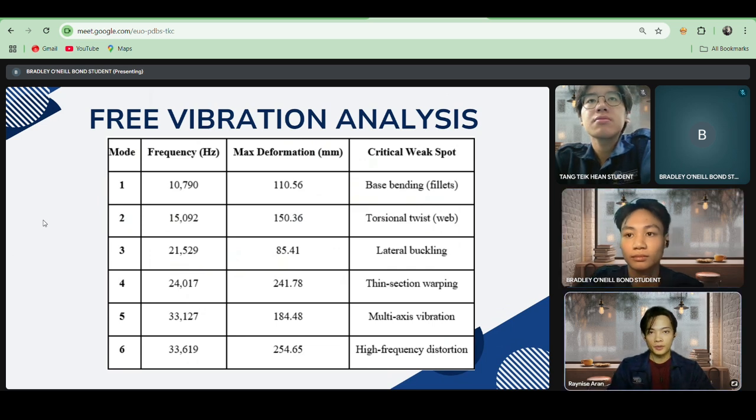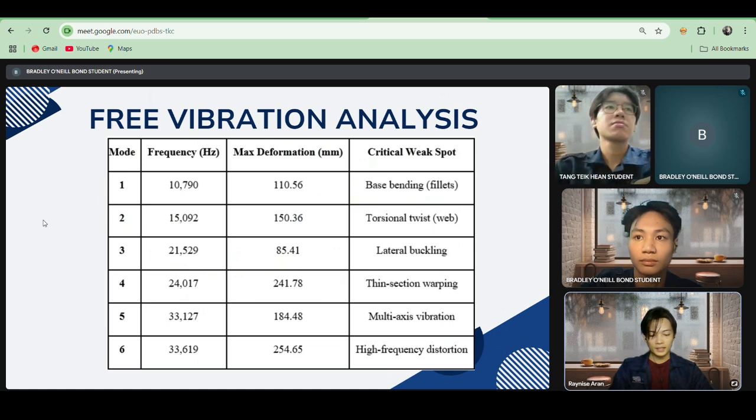So next is free vibration analysis. Free vibration analysis is used to find out how a part moves or shakes on its own without any outside force. In aircraft design, it is important to know the natural frequency of a part so that it does not match the engine working vibration. If they match, it can cause strong shaking known as resonance, which can damage the part. In this project, the free vibration analysis was done on the new bracket design to make sure the natural frequencies are much higher than the engine vibration.